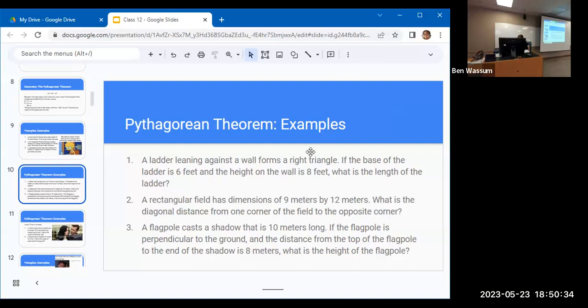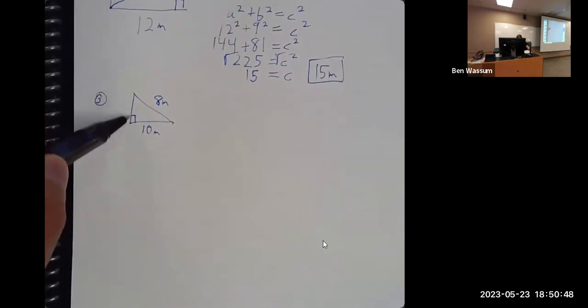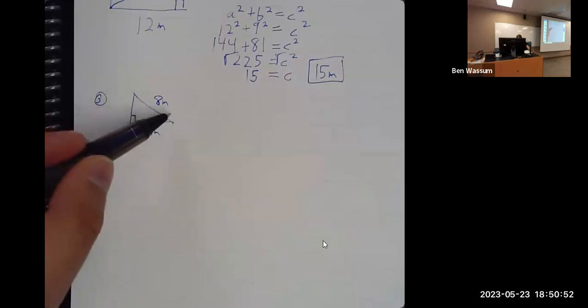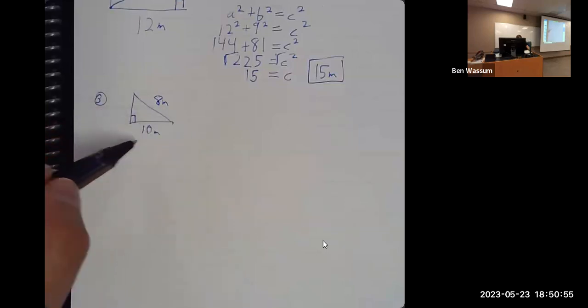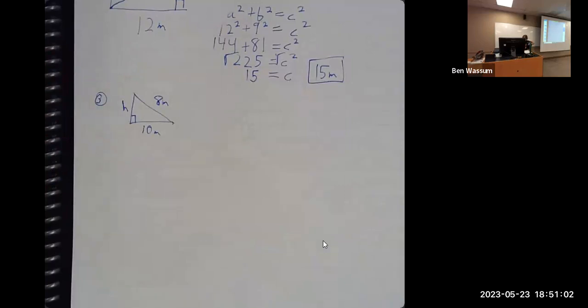So it tells us that the shadow is 10 meters long, and the distance from the top of the flagpole to the end of the shadow is 8 meters. So we get something like that. Assuming this is the flagpole, from the top of it to the end of the shadow, we have 8 meters, and the shadow is 10 meters long. And we're looking for the height of the flagpole. Okay, well, that's not too bad, right?